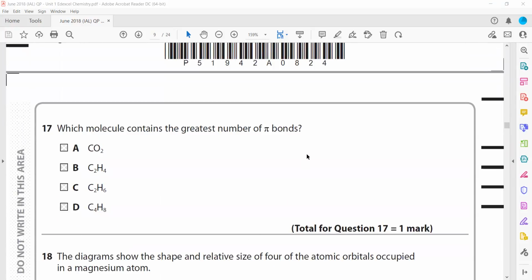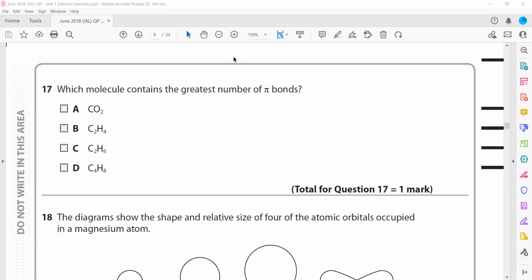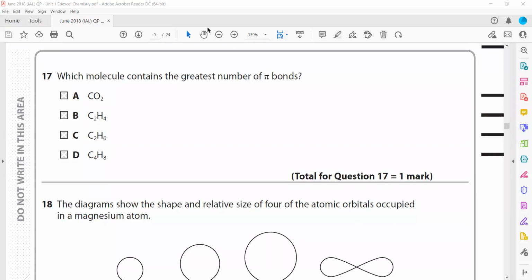In question 17, which molecule contains the greatest number of pi bonds? Remember, if there's a double bond, one is sigma, one is pi. If there's a triple bond, one is sigma and 2 will be pi. So carbon dioxide, when I draw the structure of CO2, this will be sigma, this will be pi. This will be sigma, this will be pi. So 2 pi bonds are there.